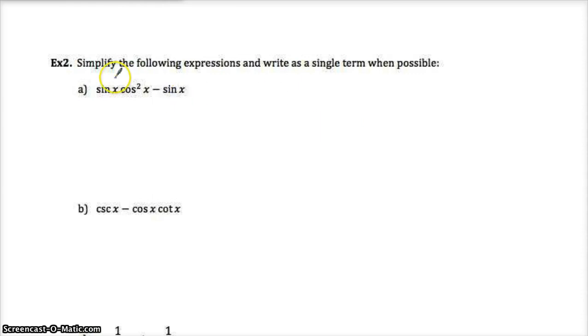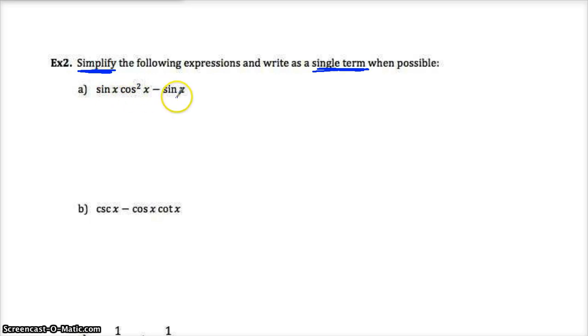Okay, moving on. Simplify the following expressions and write as a single term when possible. So this word simplify, what does that mean? That means we're trying to break this expression down into the simplest terms possible. So this is sometimes a little tricky, but we try to get it down to a single term, which means we shouldn't have pluses and minuses in our final answer if it's a single term. So we have to look at strategies of what we can do to simplify this.